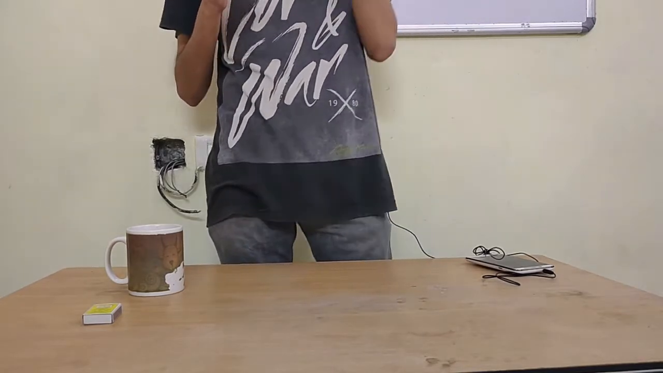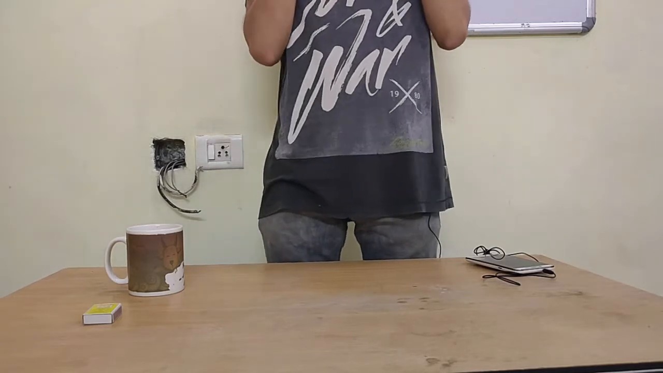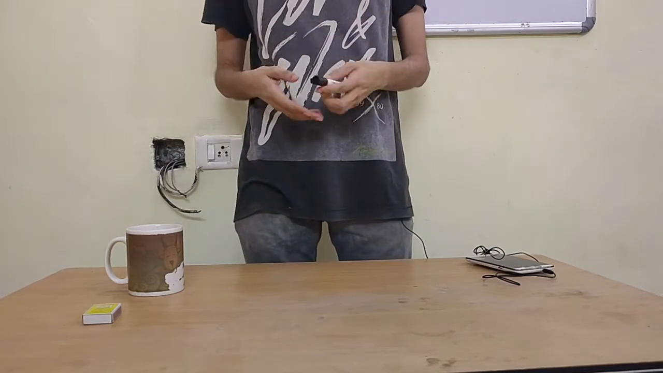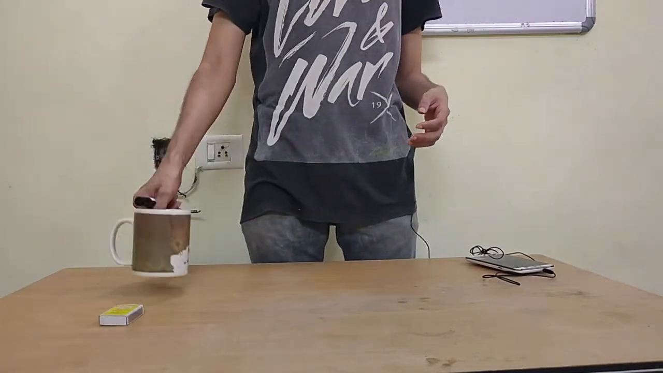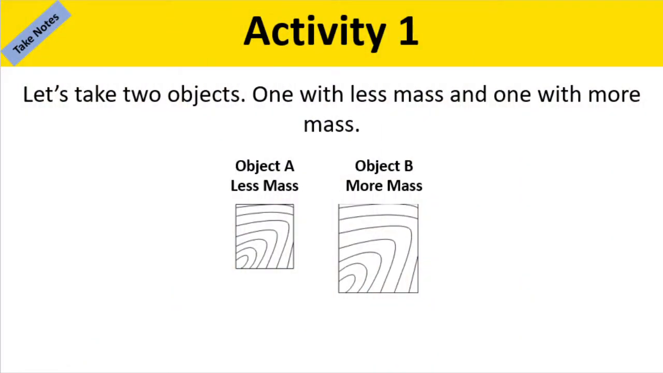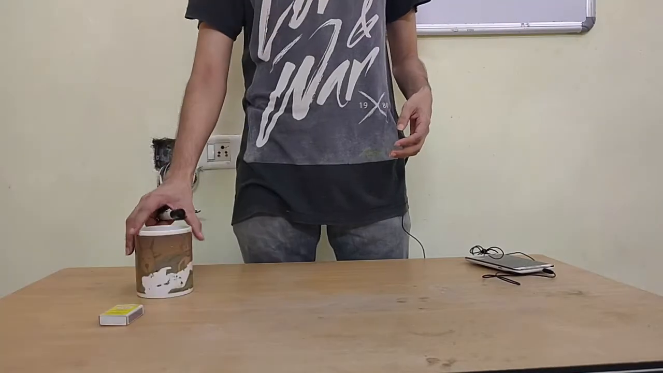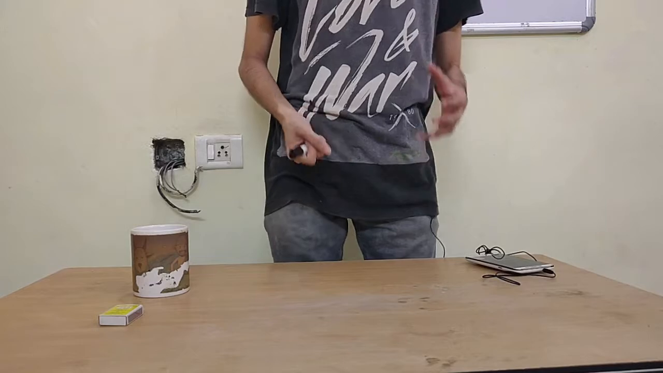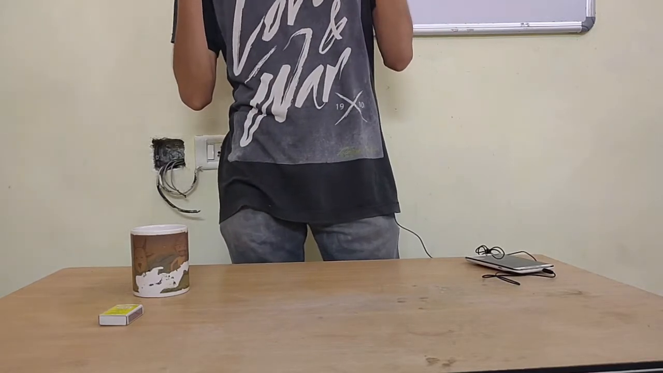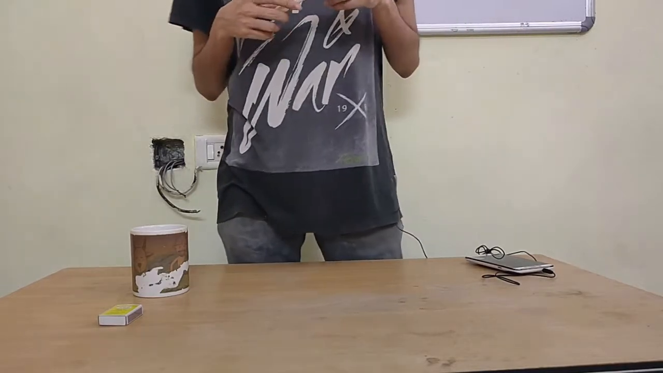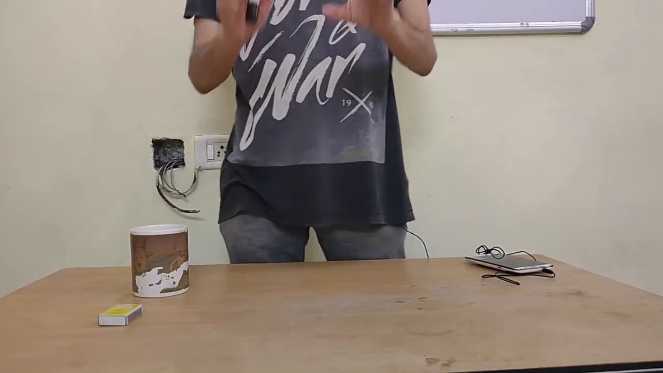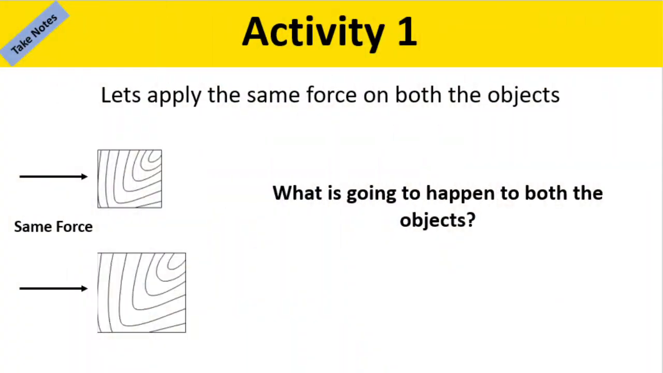For us to begin, we'll start with a small activity for which I'm going to need these two objects. You see, a light object, a matchbox, and a heavy object, a mug. What I'm going to try to do is use the same amount of force on both of these objects and see if there's any difference in their movement. That will be my first scenario, so watch carefully.